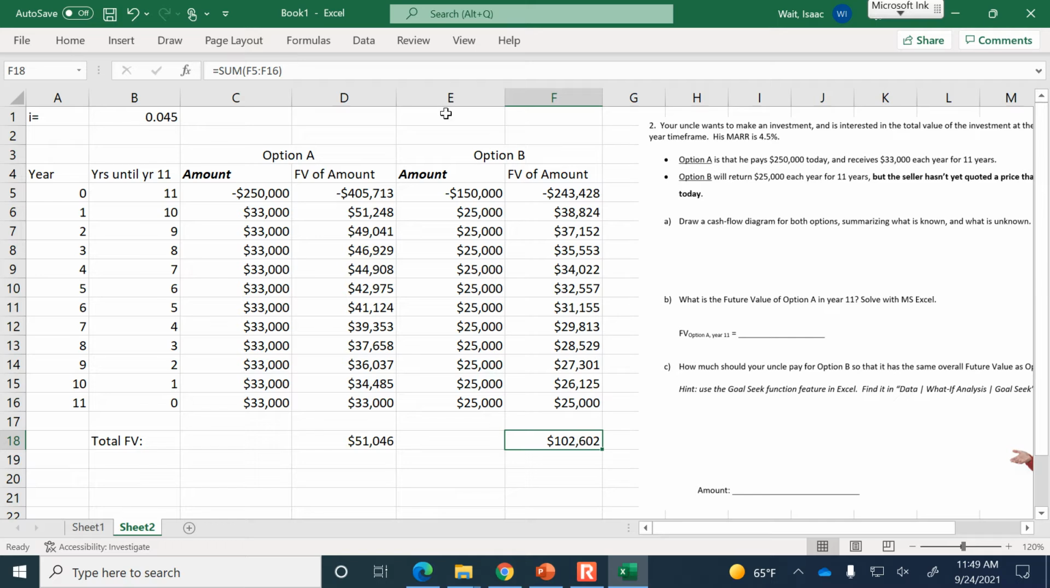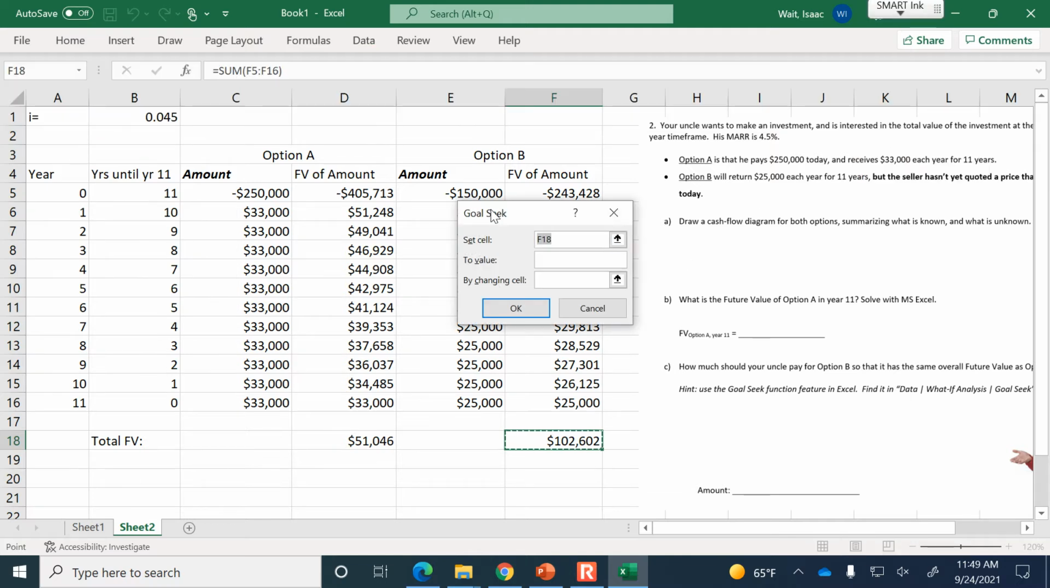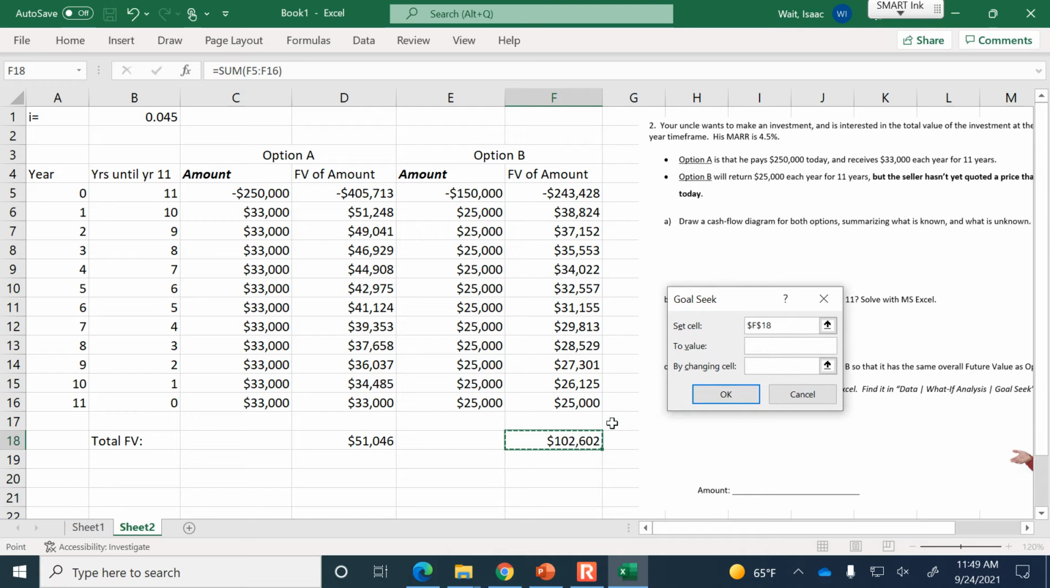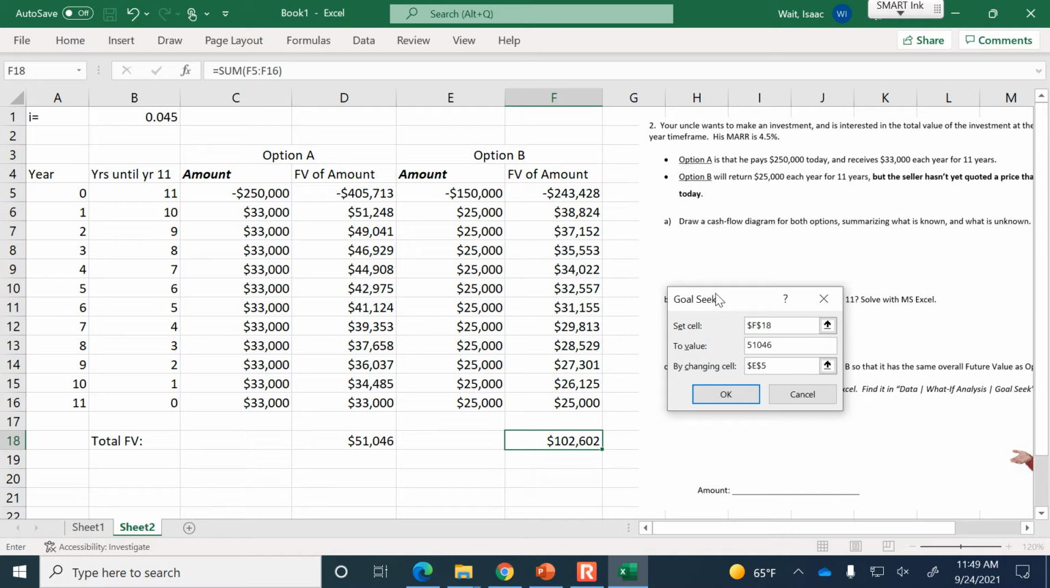But we can automate the process with GoalSeek by going here to the Data tab, What If Analysis, GoalSeek, and our goal is to set this cell equal to the amount we know, 51,046, by changing the purchase price that your uncle was willing to pay. Okay, so just to leave it here on the screen for a moment, we're going to set the sum total of the future value of the amounts to the known 51,046 by changing what's in E5, and that's the amount your uncle's willing to pay.